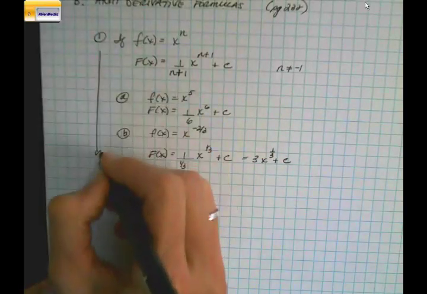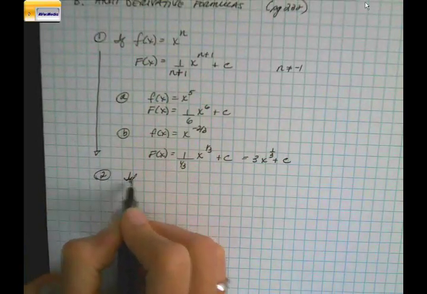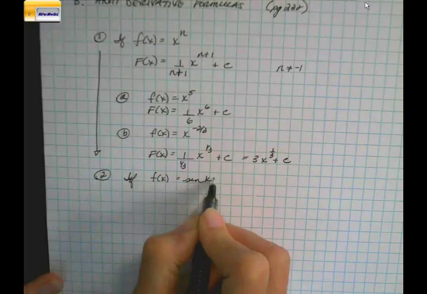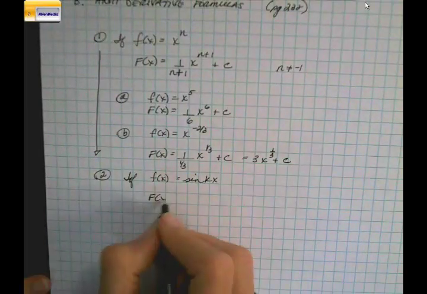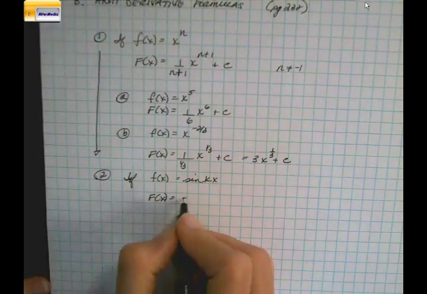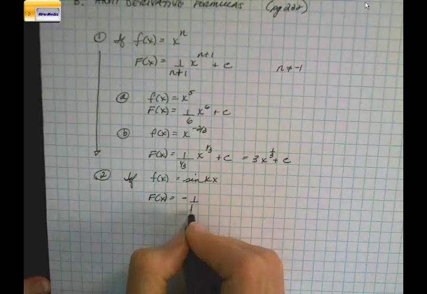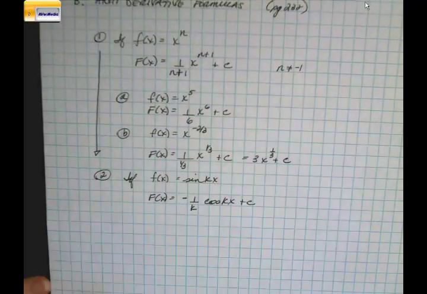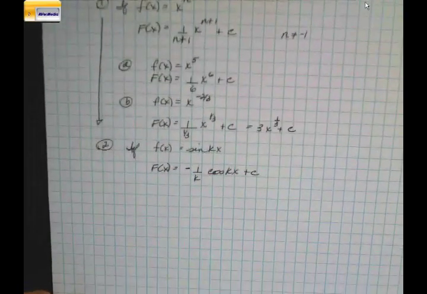Okay, so here's a second formula. If f of x equals sine of kx, like sine of 2x or 7x or a third x or something times x, then your antiderivative will be negative. The antiderivative of sine is a negative cosine. It will be a negative 1 over k cosine of kx plus c, because the derivative of a negative cosine is a positive sine.